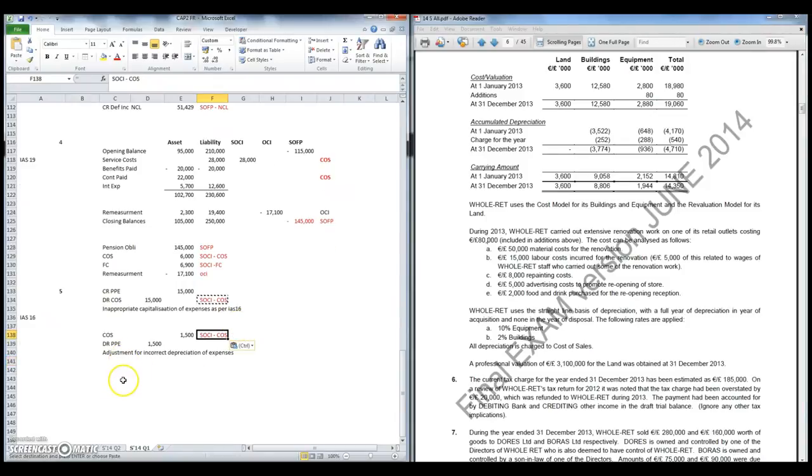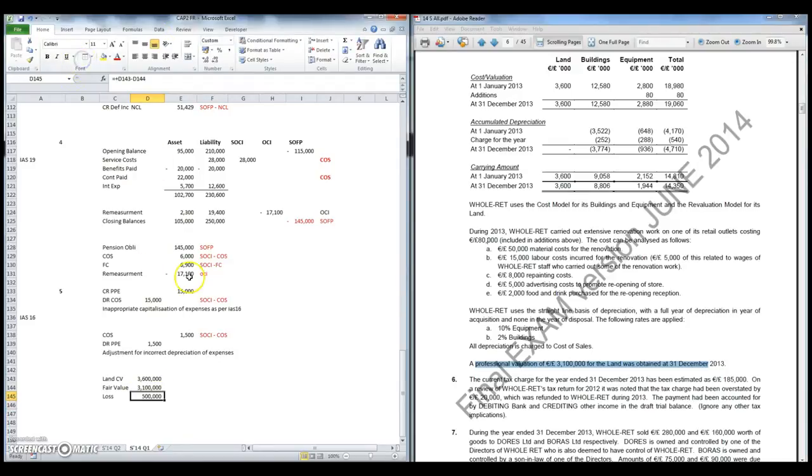Okay. The final part in that question then is, you're told you don't have to worry about the rest of the depreciation because it's already been charged. And that was important for students to pick up, that it was charged for the year already. So professional valuation of 3.1 for land was obtained at the end of the year. So land carrying value is 3,600,000. Its fair value is 3,100,000. Therefore, there's a revaluation loss of 500,000.